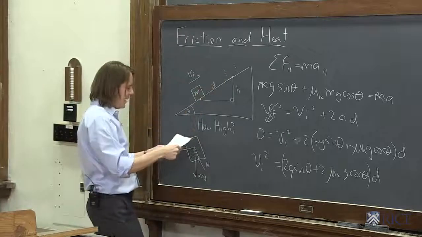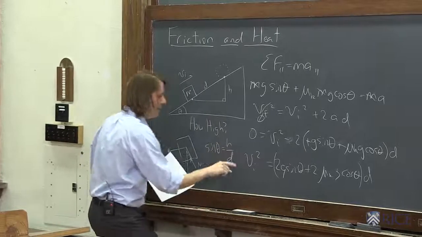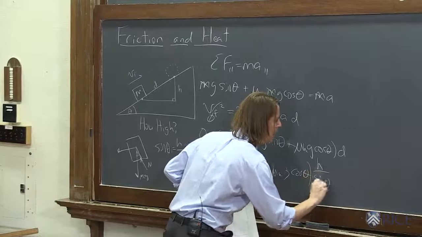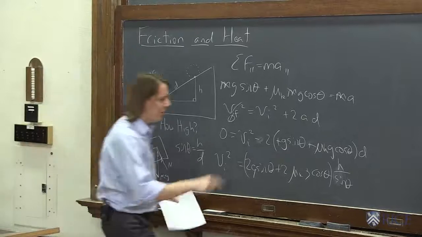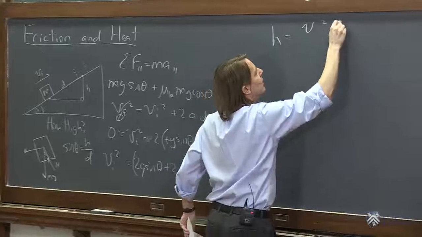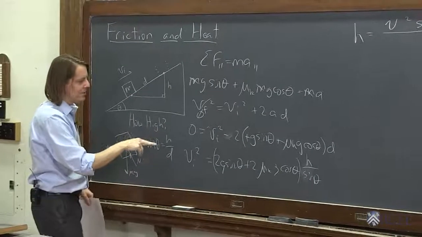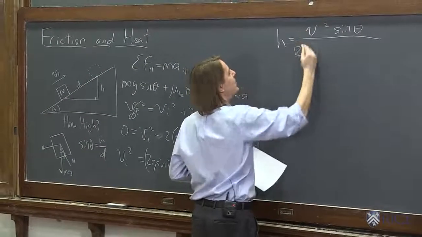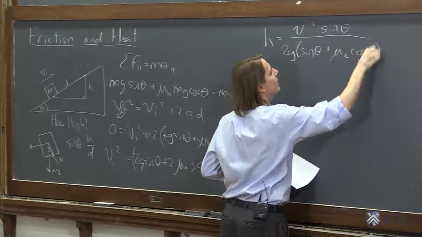We have d, but we really care about h, so we just need to use the relationship that sine of theta equals h over d. So d is equal to h over sine theta. Now if we bring all this together and solve for h, we bring the sine theta up to the top, v squared sine theta on top, and this whole mess down in the bottom, 2g sine theta plus 2 mu k g cosine theta. Let's pull out the 2, and let's pull out the g: g times sine theta plus mu k cosine theta. And there we have the height.